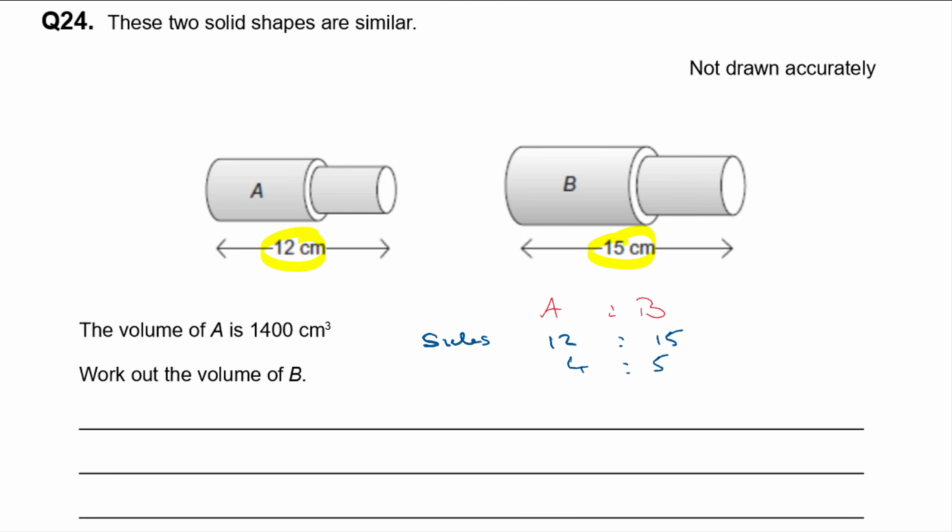And so the ratio of their volumes is going to be 4 cubed to 5 cubed. 4 cubed is 64, 5 cubed is 125, isn't it? Okay, so then the volume of the bigger one is going to be the volume of the smaller one. So the volume of B is going to be the volume of the smaller one, 1400, and then we need to divide it by 64 and times it by 125 then. So it's going to be that, isn't it? So 1400 times by 125 and divided by 64.